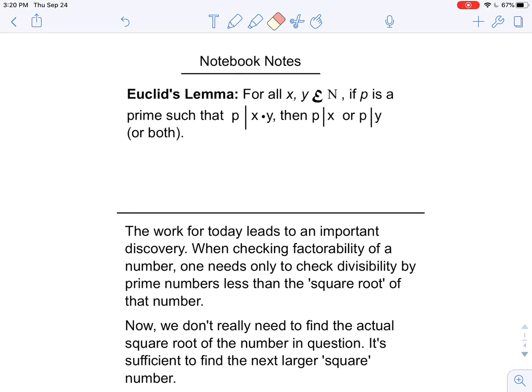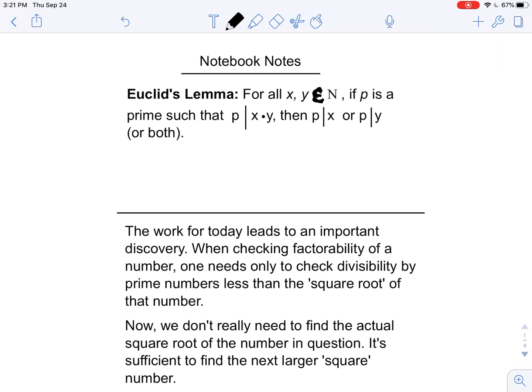Today we're going to introduce an idea from this number theory unit called Euclid's Lemma. Now Euclid's Lemma, as you see right here, says: for all x's and y's that are elements of the set of natural numbers, if p is a prime such that p is a divisor of something that can be expressed as x times y, as two more natural numbers, of course, then that prime number divides either x, or it divides y, or it divides both.